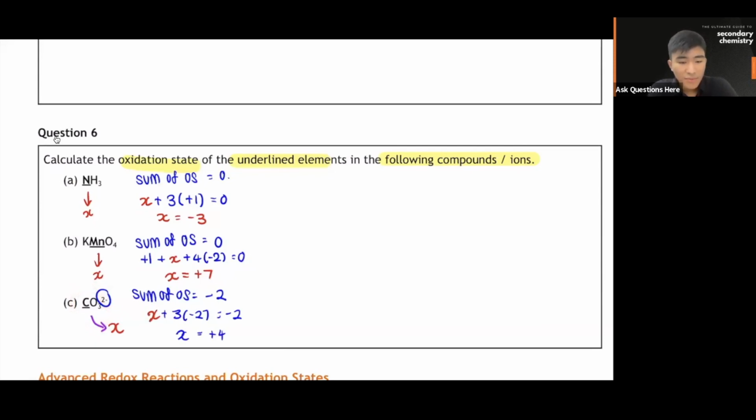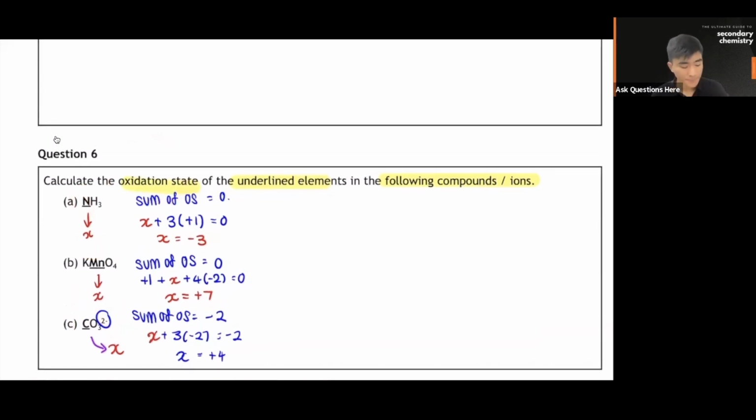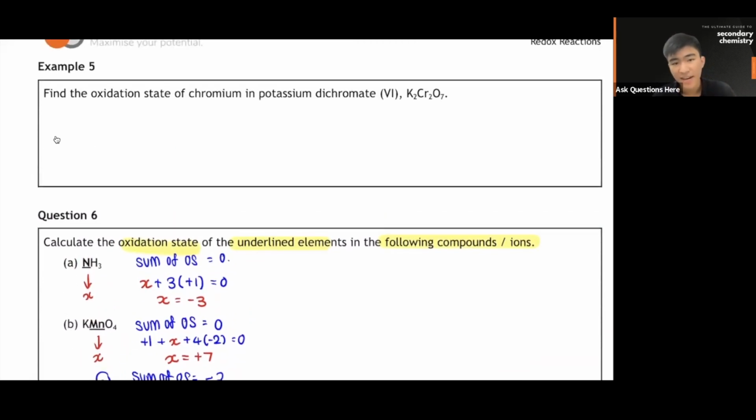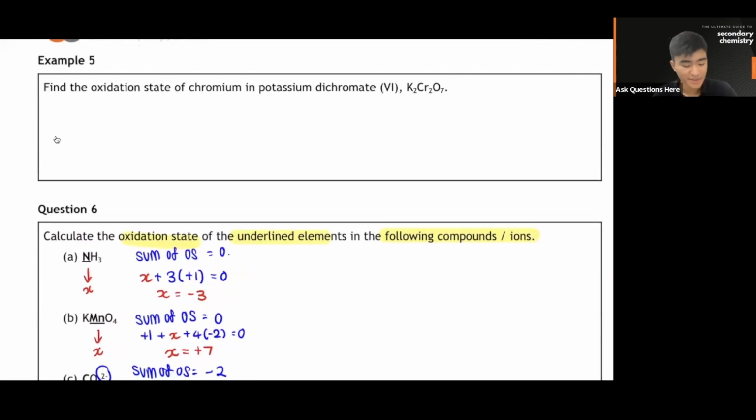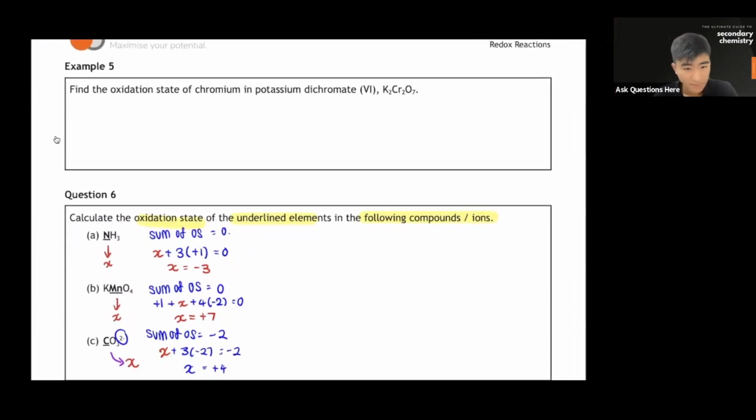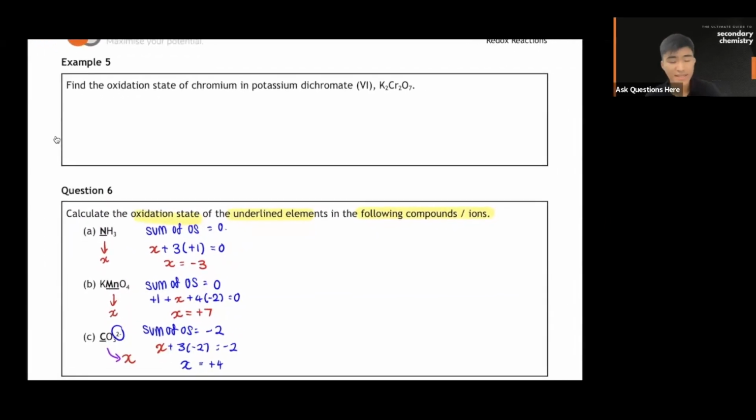So this is how you can calculate the oxidation state very quickly, by giving an arbitrary value to the one you are trying to calculate. If you're done with question 6, let's go on to question number 5. It's more of a challenging question.